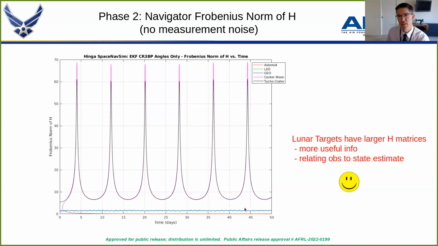So we can see that the fast-moving apparent motion that the satellite will see of the moon produces a larger Frob norm of the H matrix, whereas the distant targets don't move as much from the perspective of the observer, therefore the H is smaller in magnitude. So in summary, the lunar targets have a larger H matrix, more useful info relating observations to the state estimate. So that's a happy result.